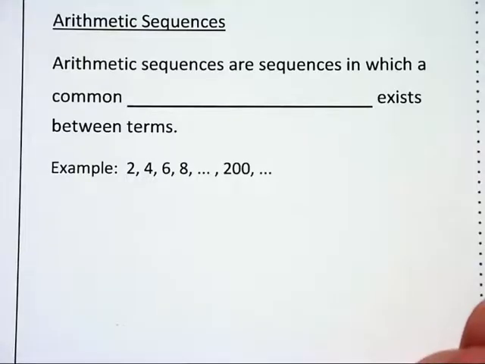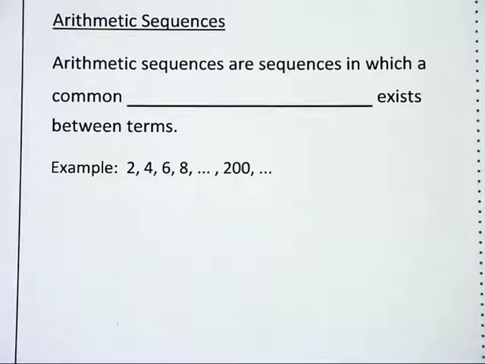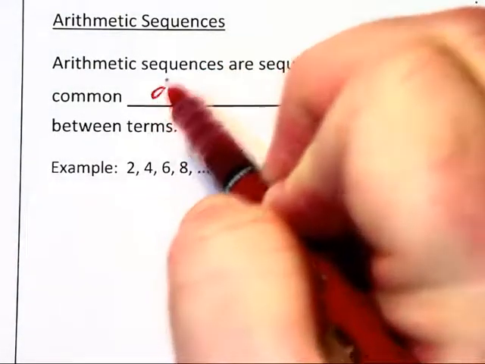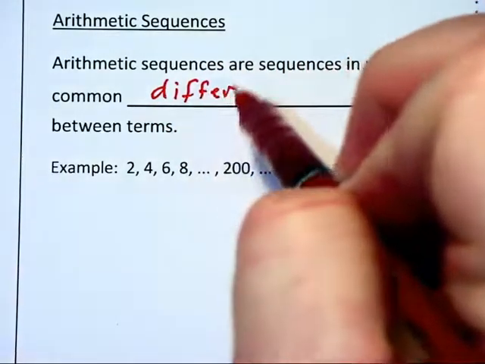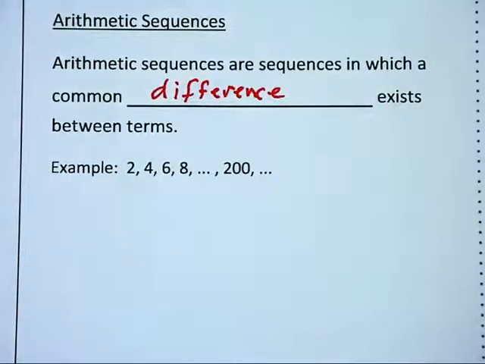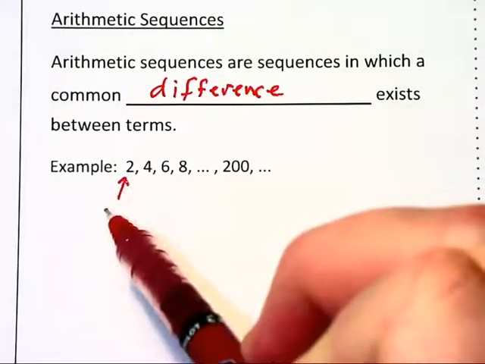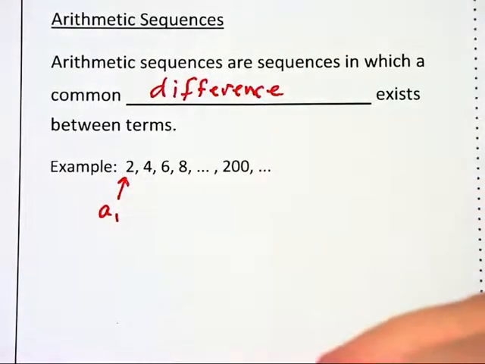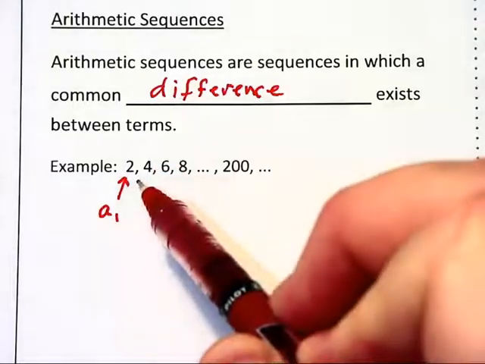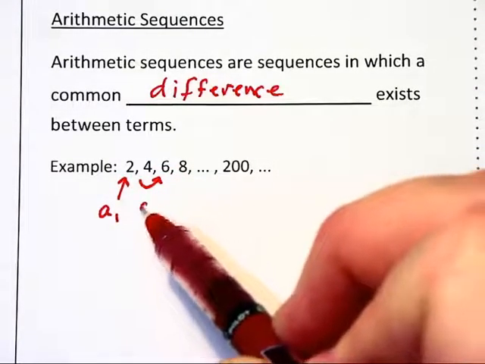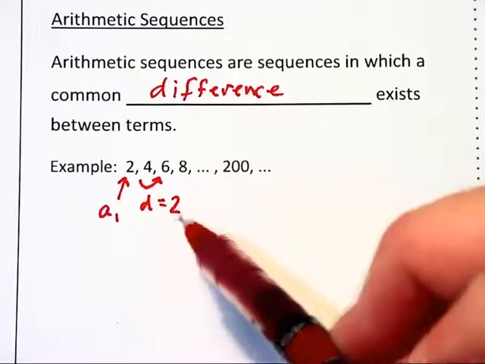Now we're going to begin looking at arithmetic sequences. Arithmetic sequences are sequences in which a common difference exists between terms. For example, we have this sequence here which begins with 2. 2 is our first term, a sub 1, and we are adding 2 to go from term to term to term, so d is equal to 2.